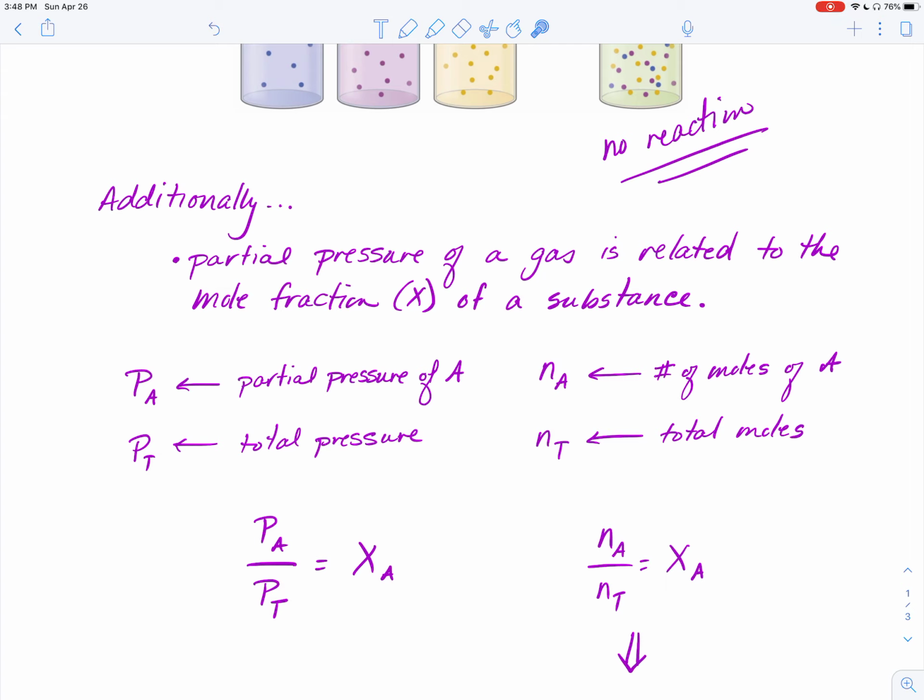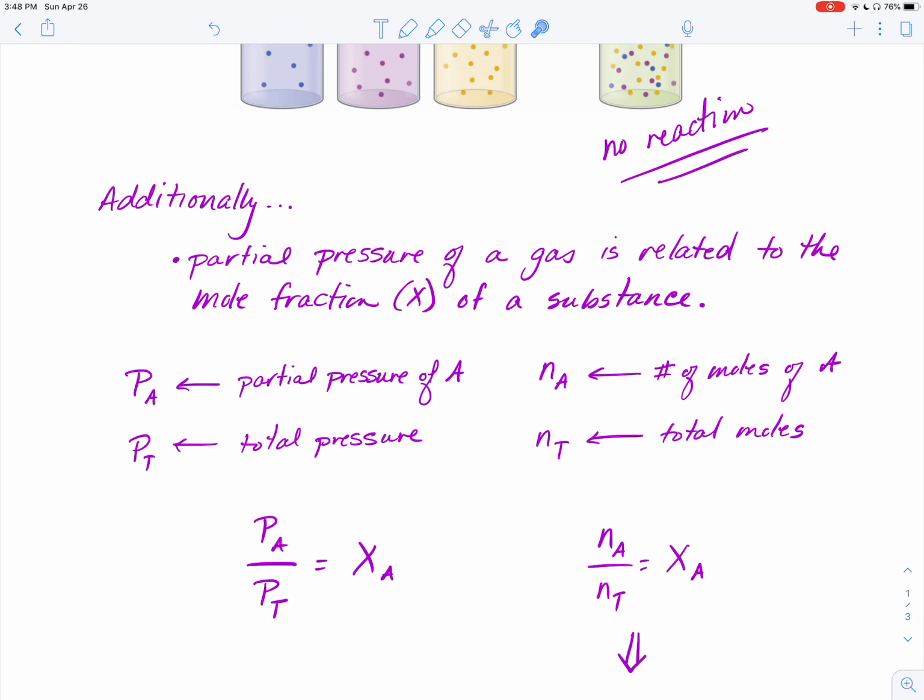It turns out that if you take the moles of a gas and calculate the mole fraction in a mixture, you can calculate the same exact value using the partial pressure and the total pressure of that system. So if you take the pressure of gas A and divide it by the total pressure in the entire system, you also get the mole fraction.